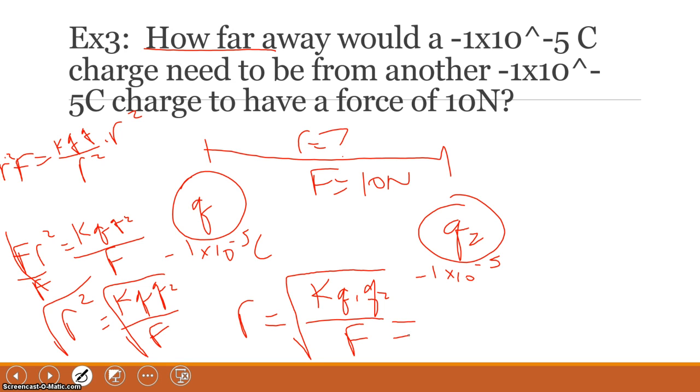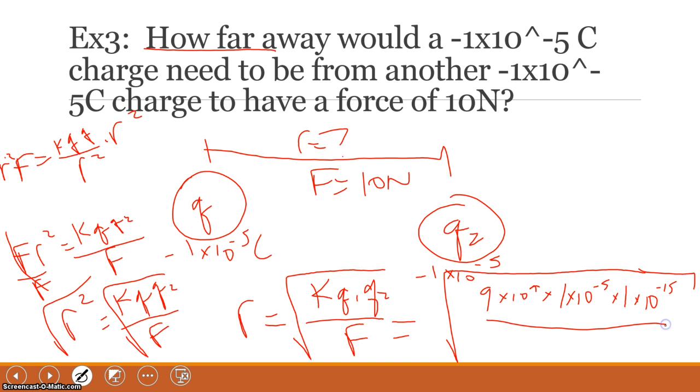So r will be the square root of 9 times 10 to the 9 times 1 times 10 to the negative 5 times 1 times 10 to the negative 5 divided by 10. So I'll give everyone a chance to do that in their calculator. All right, oh, and I just noticed that this should just be negative 5. All right, so I got an r of 0.3 meters.